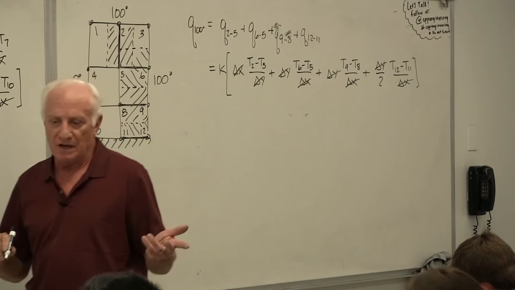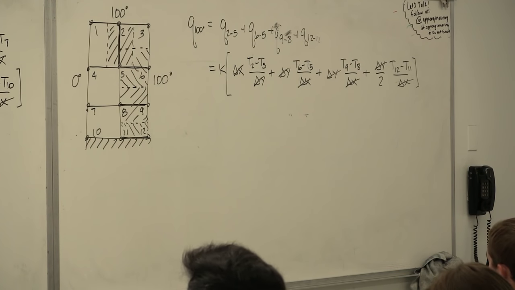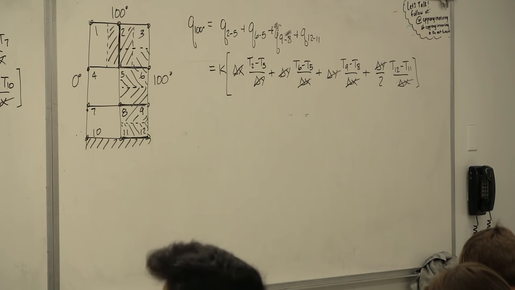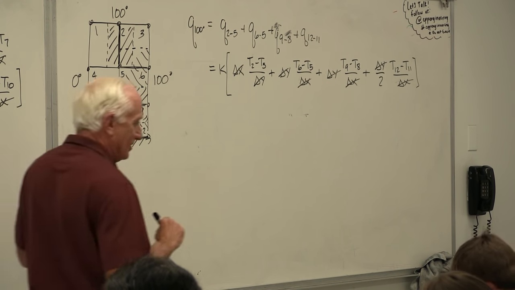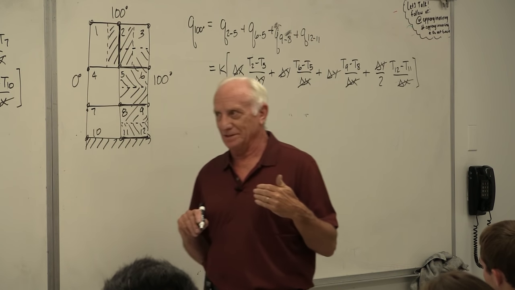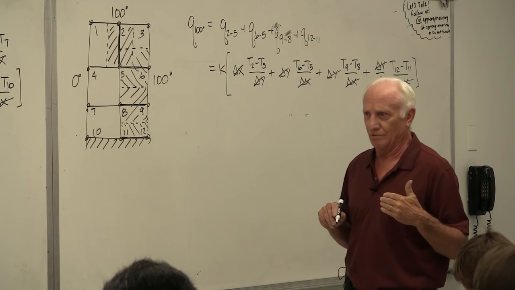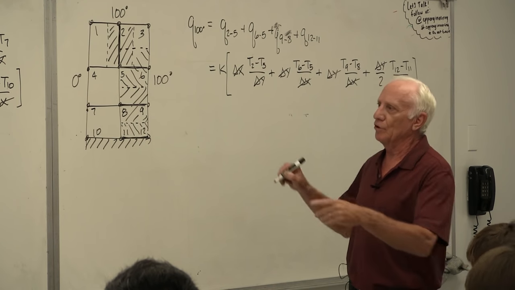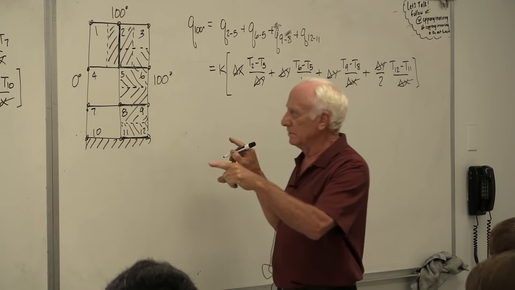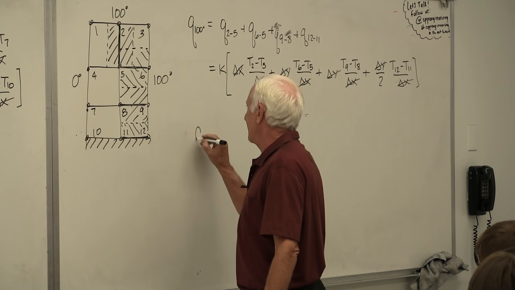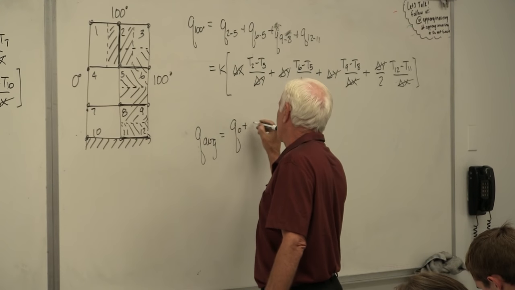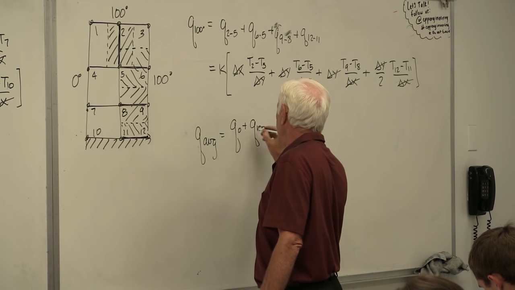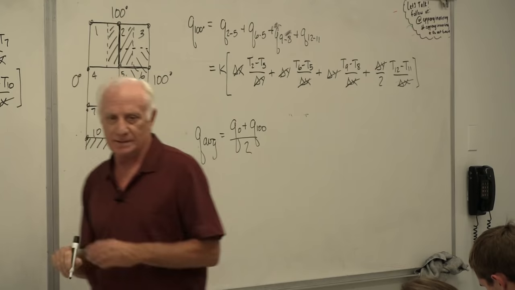You know the temperatures. You've solved them already. Put the temperatures in. That's an estimate of how much heat goes out, comes in from the 100-degree face. Theoretically, they should be the same, conservation of energy. But they're not, of course, because this is a really coarse grid model. Those two numbers won't match up. So one way to do it then is to take Q average, Q0 plus Q100 divided by 2. That'd be a typical way to handle that.